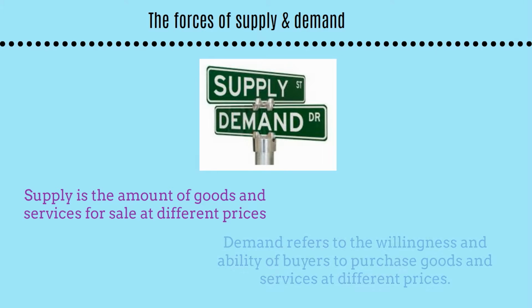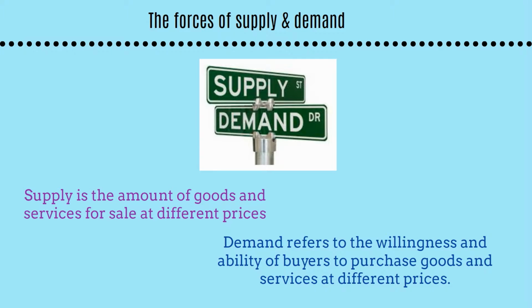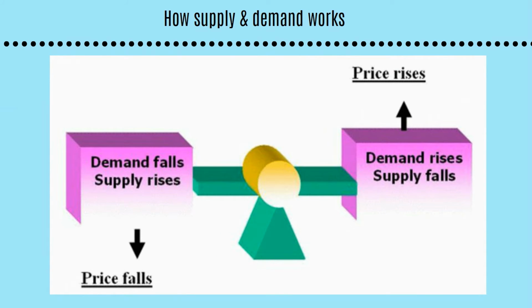Supply is the amount of goods and services for sale at different prices. Demand refers to the willingness and ability of buyers to purchase goods and services at different prices. This graphic illustrates when demand falls, supply rises, and price falls. When demand rises and supply falls, prices rise.